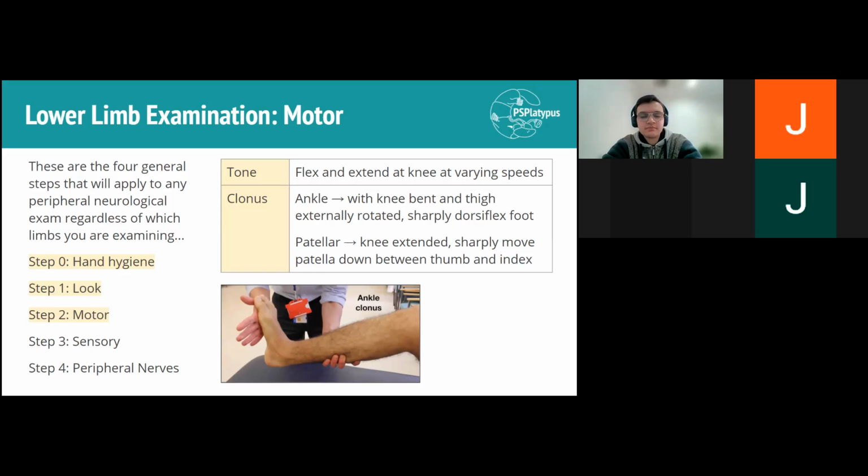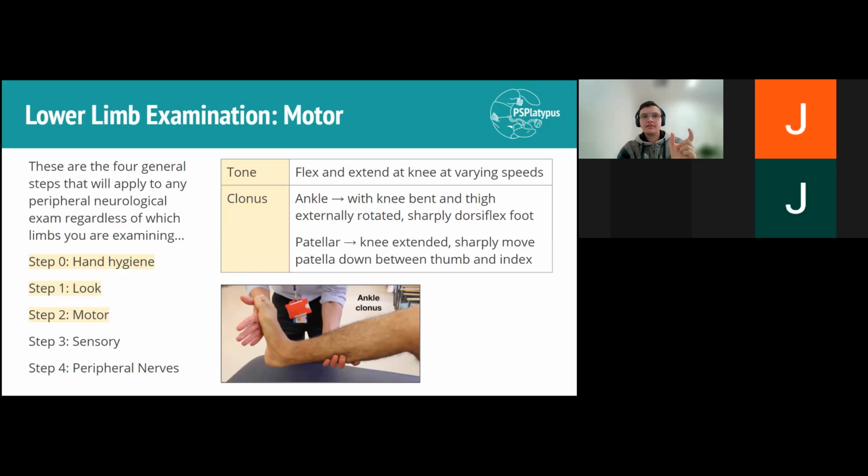And the patella, so the patella is the bone that's anterior to your knee joint. You get the patient to fully extend their knee, and between your thumb and your index, you want to just sharply pull down the patella.